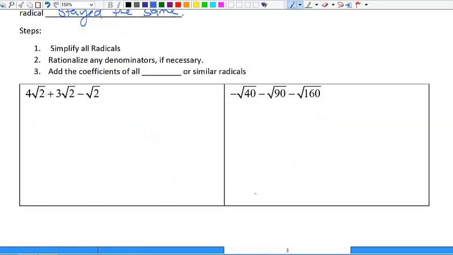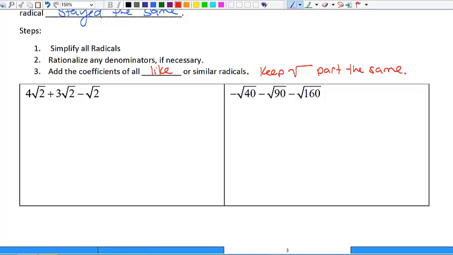So the steps for adding and subtracting radicals are: step 1, simplify all radicals. Step 2, rationalize any denominators if you need to. And then step 3, add the coefficients of all like or similar radicals. Don't forget to keep the radical part the same. The radical part has to be the same in order for you to add them, and then once they are the same, you better keep it the same.